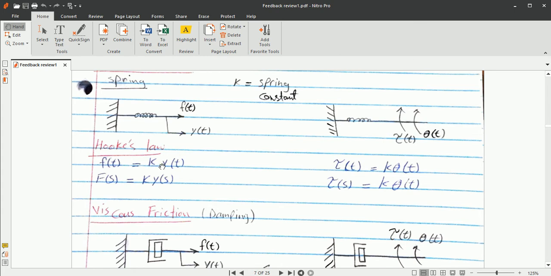F of t is equal to k y of t. For f of s, its Laplace transform, it's a linear function, so you will get k into y of s. Here you have no derivative.